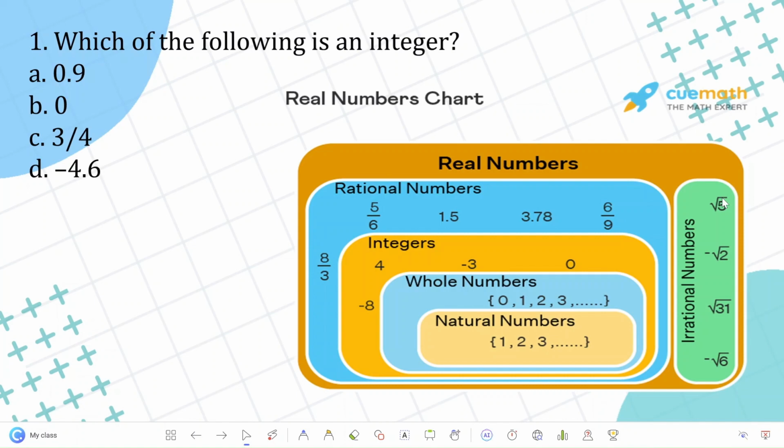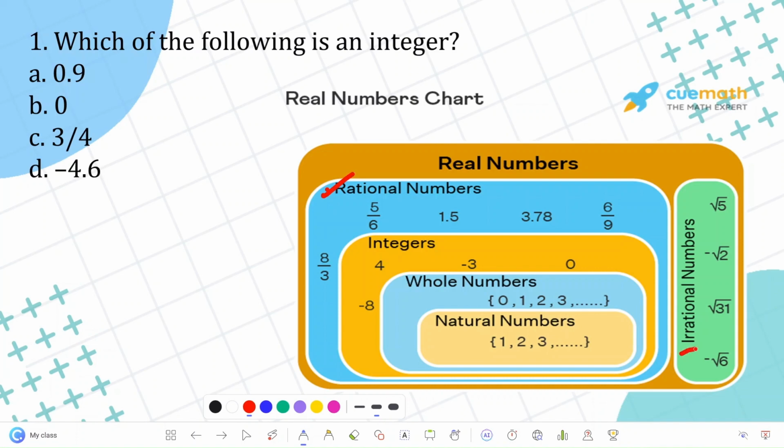Ang real numbers chart ay this explains the characteristics of real numbers. So, ang real numbers is simply a combination of rational and irrational numbers. Ito lang po, ang real numbers ay combination ng rational at saka ng irrational numbers.